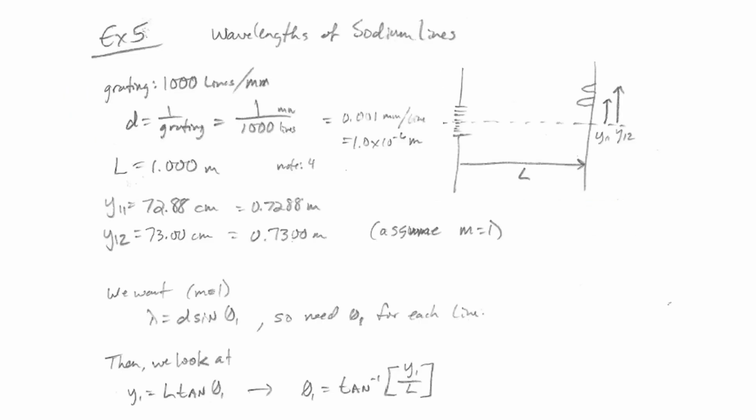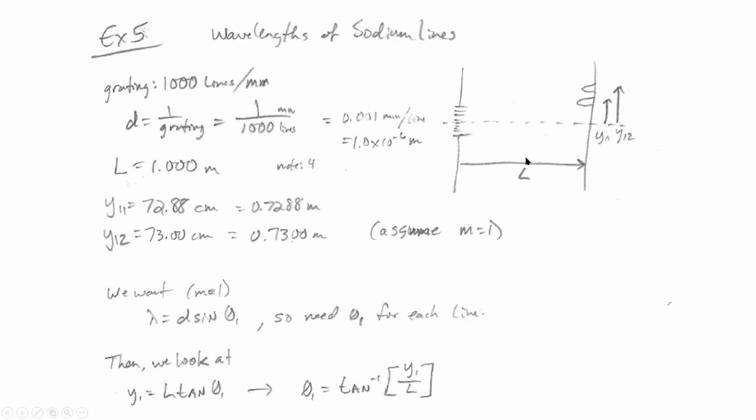So we look at the configuration. The grating is 1,000 lines per millimeter, so we need to convert that by taking the inverse: 1 over 1,000, or 1.0 times 10 to the minus 6 meters once you convert from millimeters to meters. So it's 10 to the minus 3 millimeters per line, or between each line, which is 1.0 times 10 to the minus 6 meters, or 1 micrometer between each line.